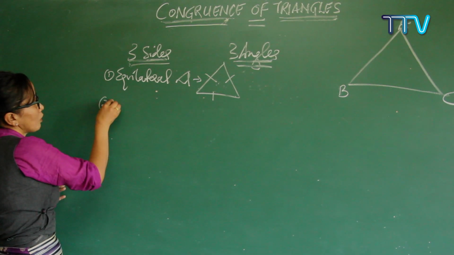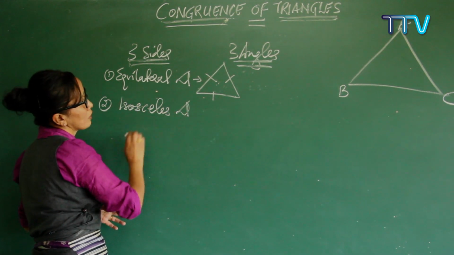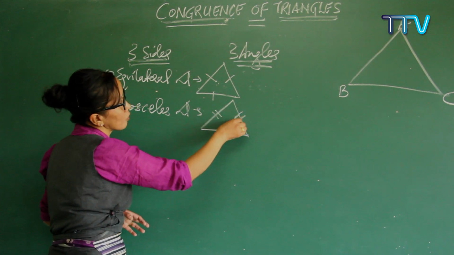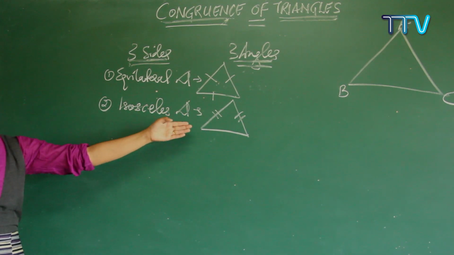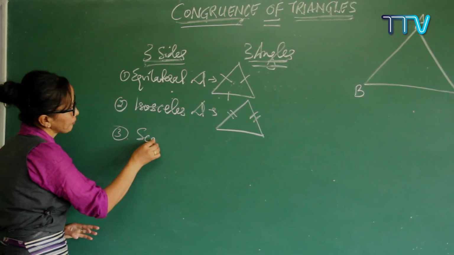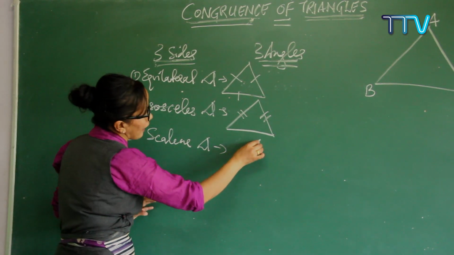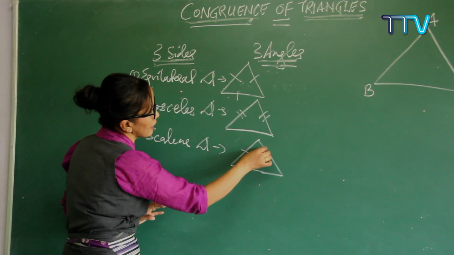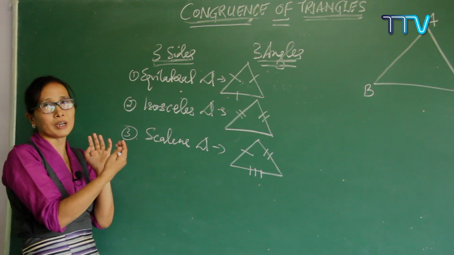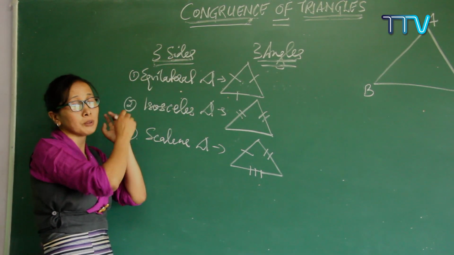Now come to the second one, isosceles. An isosceles triangle means, in a triangle, if two sides are equal, then it is called an isosceles triangle. The last one on the basis of sides is scalene. What type of triangle is a scalene triangle? In a triangle, if all three sides are not equal to each other, then it is called a scalene triangle. These are the types of triangle on the basis of sides.